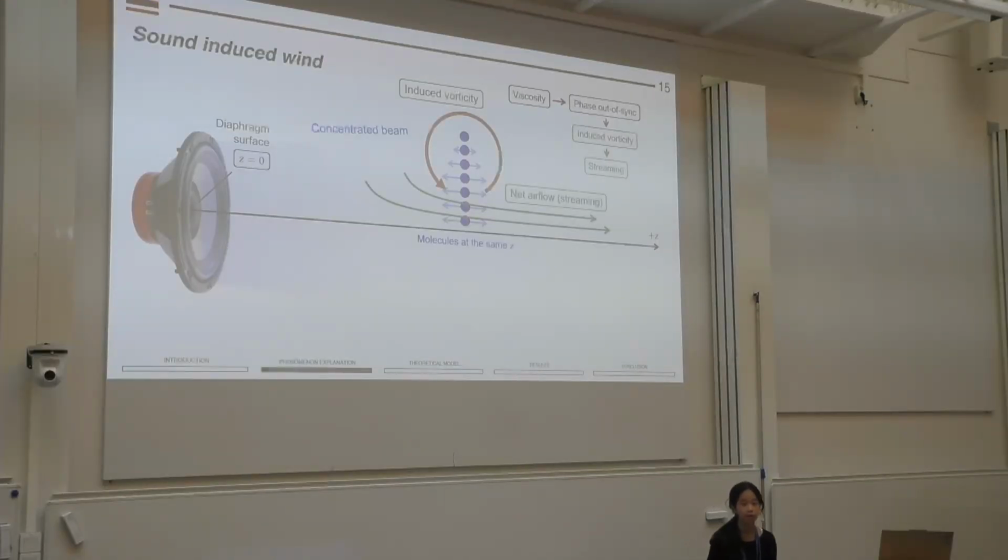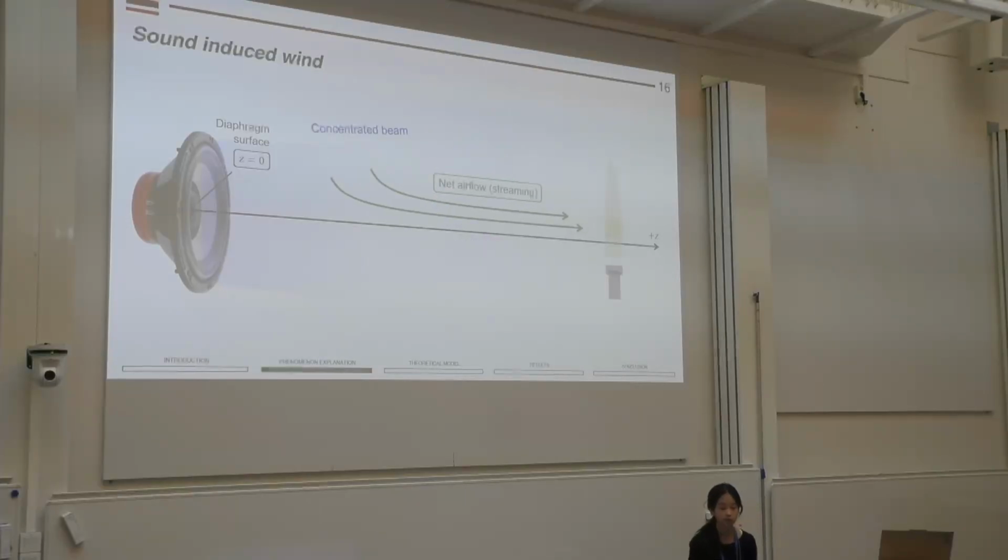Vorticity then induces the net airflow from streaming. This net airflow from streaming, when exposed to the flame, causes forced convective cooling. Forced convective cooling then removes heat. So the net airflow streaming from the wind removes heat from the fire, therefore causing the fire to extinguish.